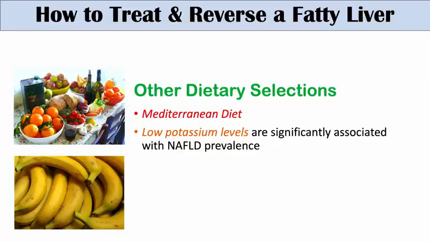So again, there are other diets that have been shown to help treat and reverse a fatty liver, but Mediterranean diet is very, very good, has very, very good evidence for it. So again, things like fruits, vegetables, nuts, whole grains, legumes, certain types of fish, those types of foods in the Mediterranean diet seem to help with liver health. And then low potassium levels are associated with increased prevalence of non-alcoholic fatty liver disease. So you want to get enough potassium in your diet. So potassium from fruits and vegetables like bananas, kiwi, sweet potatoes, and broccoli.